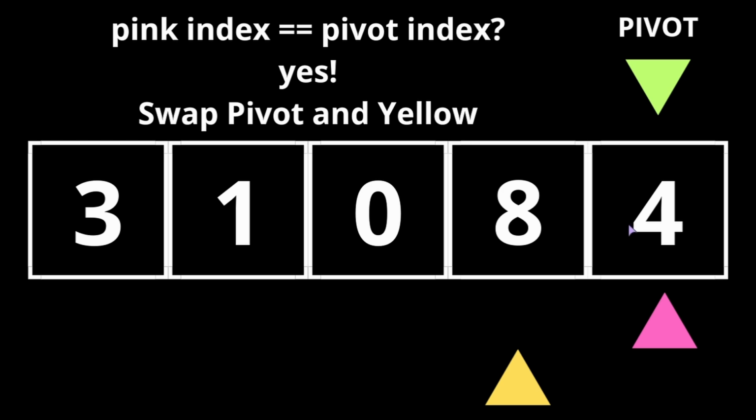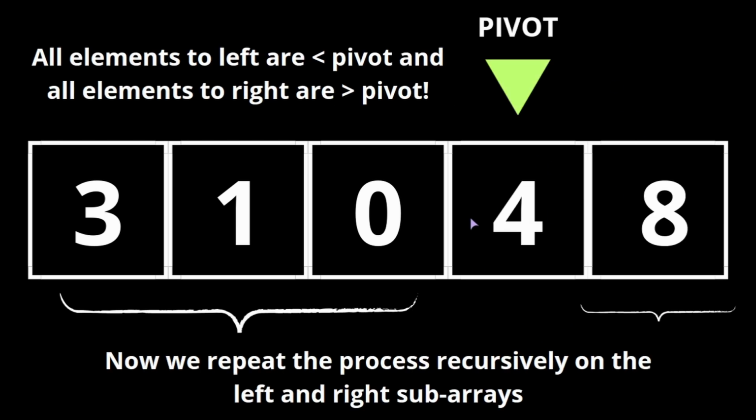And once we reach the end, meaning that the pink pointer is pointing to the same index as the pivot, we'll stop the algorithm, and the last thing we have to do is swap the pivot with the yellow pointer. If we do so, we'll get this behavior, and now we have the whole array where we have the pivot pointing to an index where all elements to the left are smaller than the pivot and all elements to the right are greater than the pivot, and we have to recursively call it on the subarrays to the left of the pivot and to the right of the pivot.